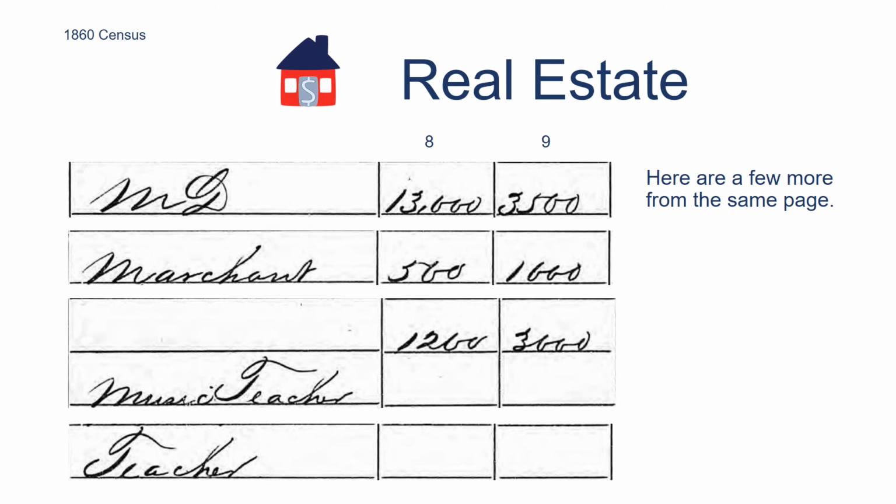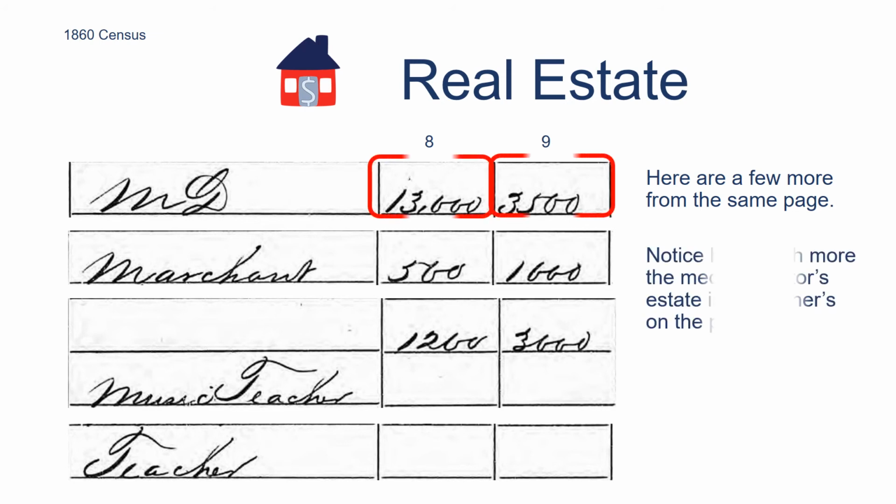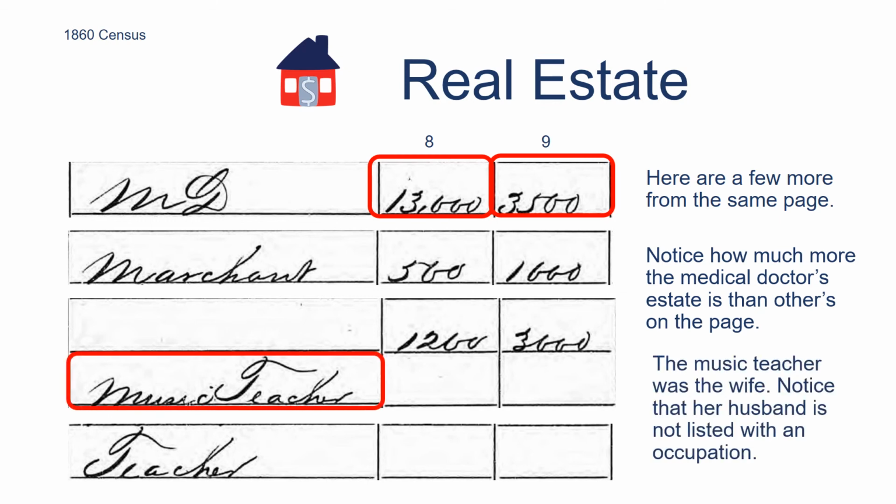Real estate. Here are a few more values from the same page. Notice how much more the medical doctor's estate is than the others on the page. The music teacher was the wife. Notice that her husband is not listed with an occupation.